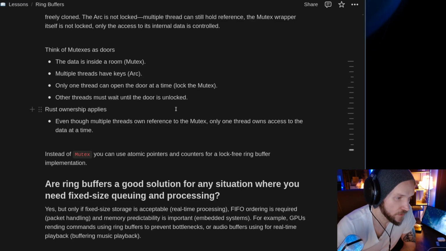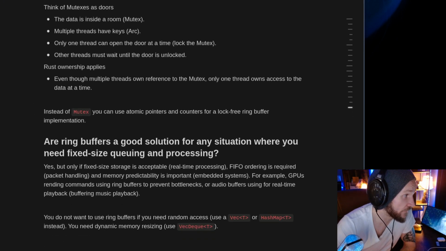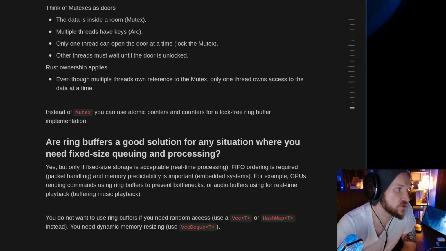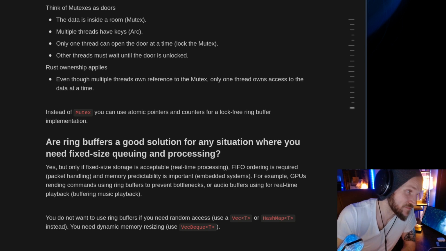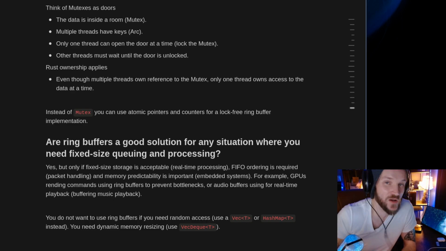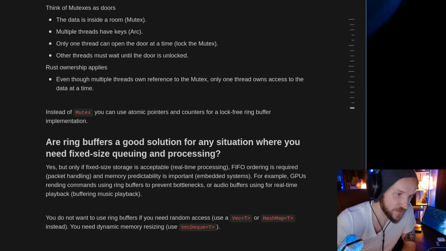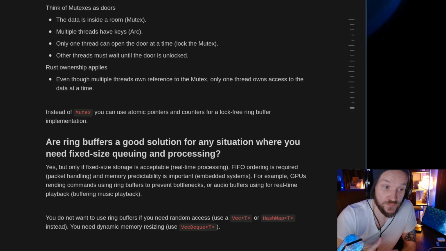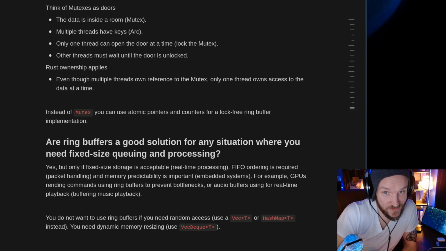Okay. Now, are ring buffers a good solution for any situation where you need fixed size queuing and processing? Students are always looking for silver bullets, and there isn't one, right? That's why you got to know this stuff, because you got to know how to solve the problems. There is no silver bullet for this. This is why we have so many algorithms and data structures, right? And so, yeah, they're good, but only if you need fixed size storage, or that is acceptable. You need FIFO ordering. You need predictable memory. That's when you would use it, right?